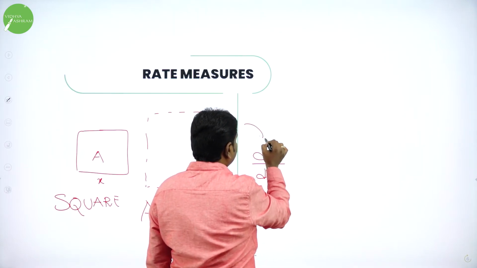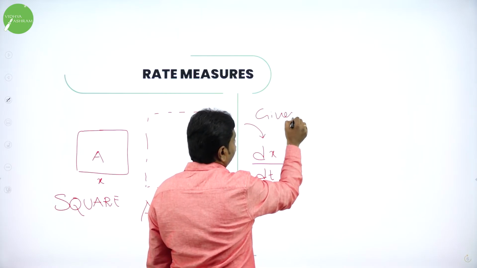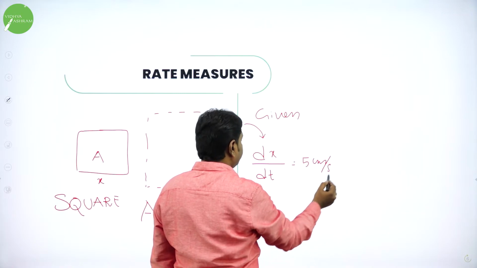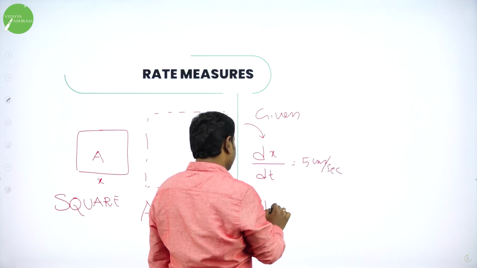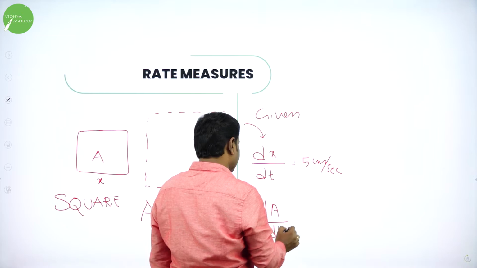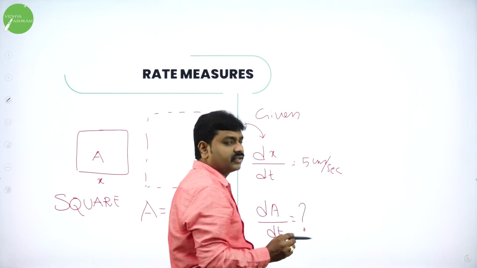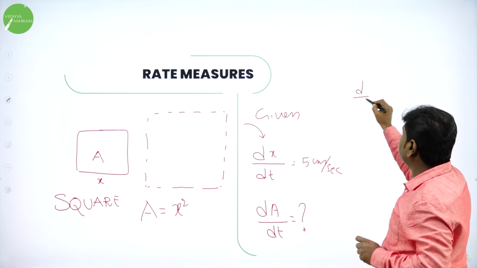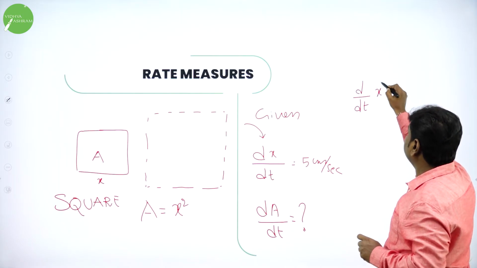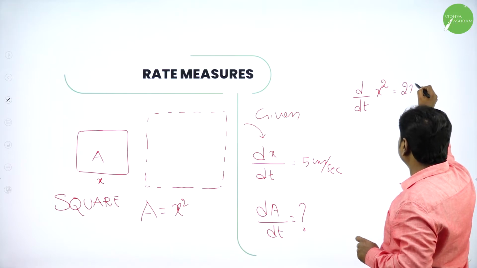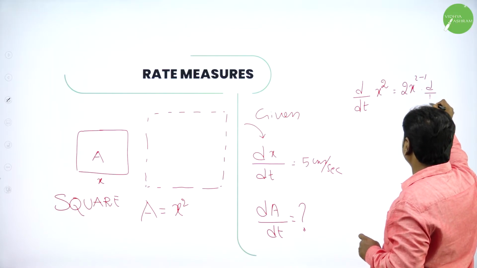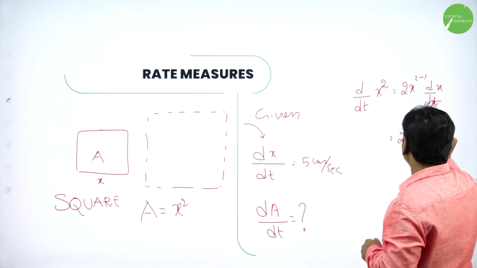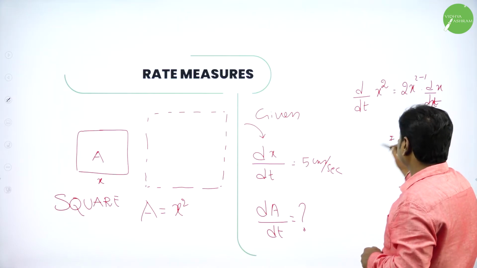This was given in the last problem. dx by dt they have given, and that was 5 centimeter per second. And they wanted to find the rate of change of area. d by dt of A is the question. So you should differentiate. A very interesting phenomenon is the derivative here. So how to differentiate d by dt of x squared? d by dt of x squared is 2x to the power 2 minus 1 into d by dt of the internal function, 2x into dx by dt.